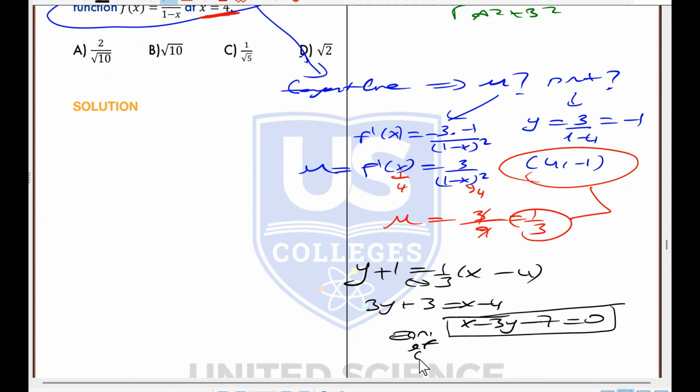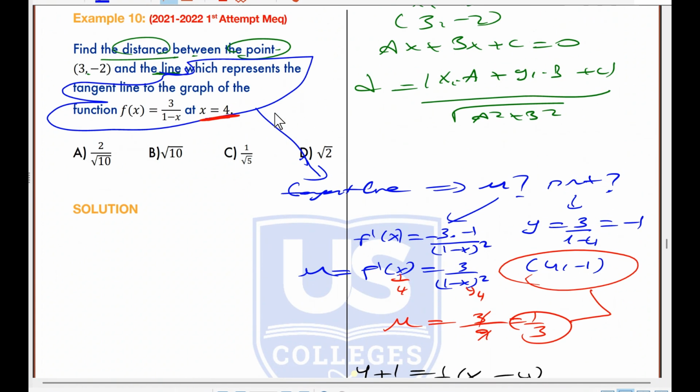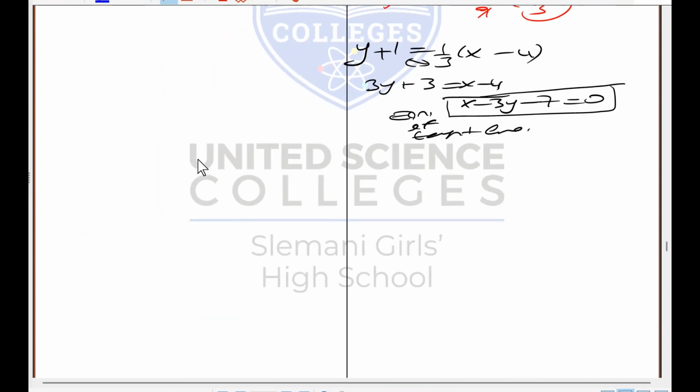Equation of tangent line. So now we can apply distance. So what was the point given in the beginning? It was 3 comma negative 2. So 3 comma negative 2 is given.